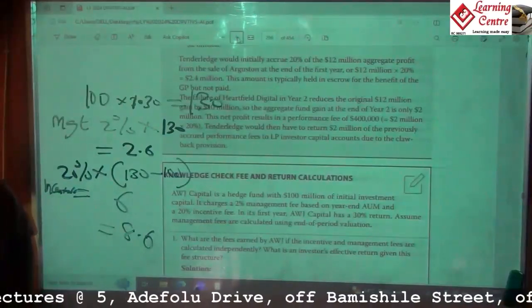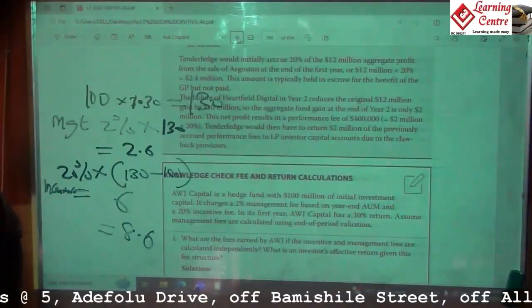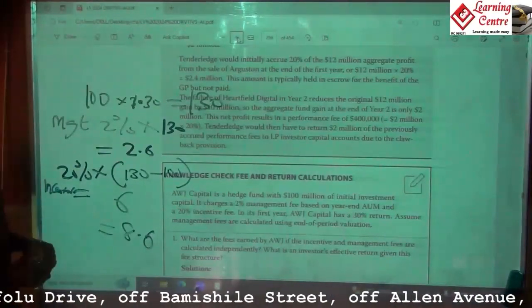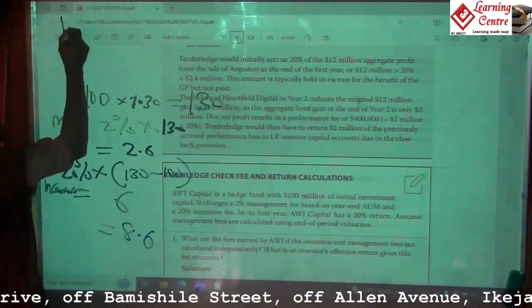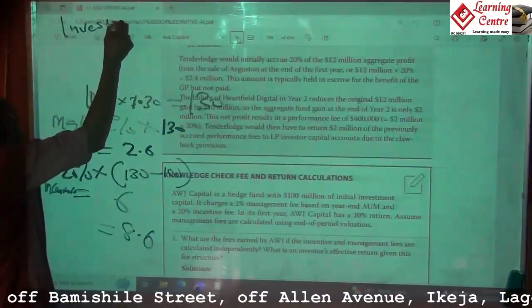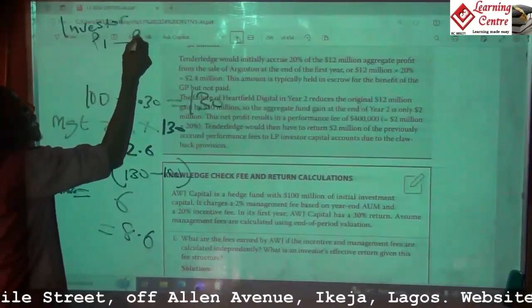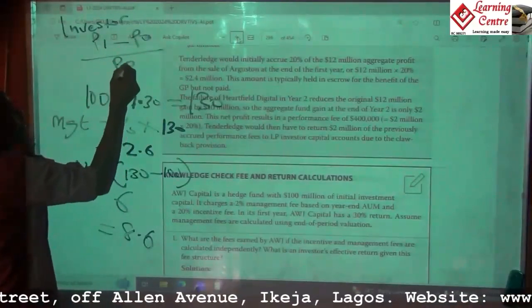So now let's continue. We're now told to calculate the investors' effective return. You remember what you did in your equity class, which is P1 minus P0 divided by P0.